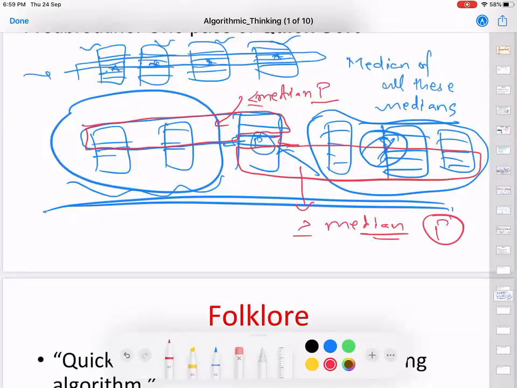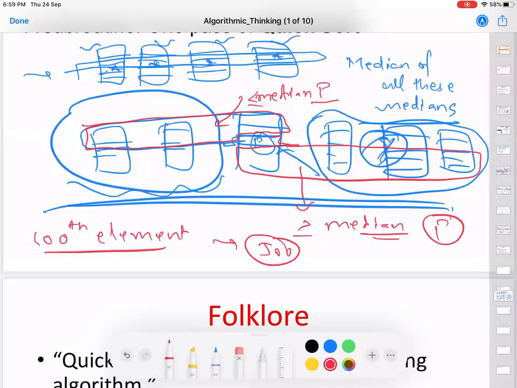So if you ask me to find out, say, the 100th element in an array of, say, size 500. If you look at each of these partitions that I have, here you would have 125 elements. Here you would have 125 elements. Now I am pretty sure that 125 elements are less than this median P and 125 elements are greater than this median P. Now the remaining ones I am unsure about.